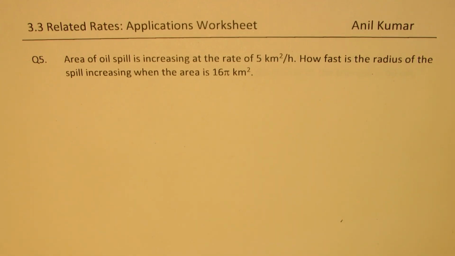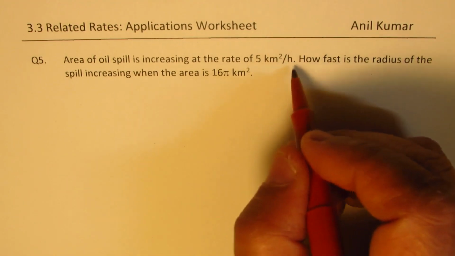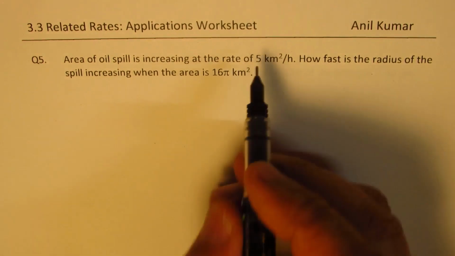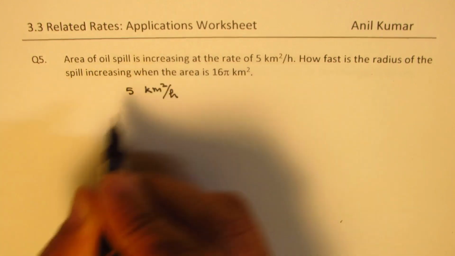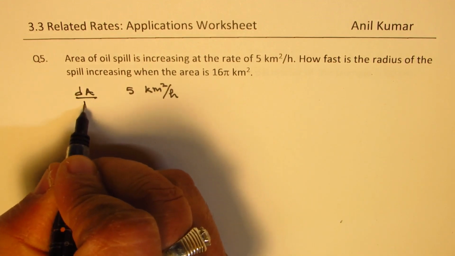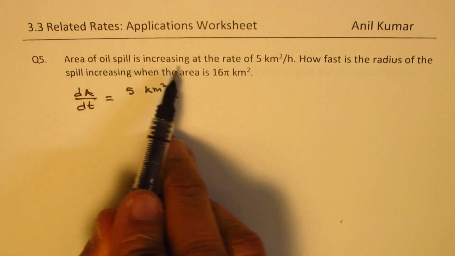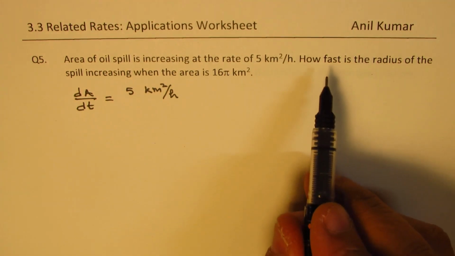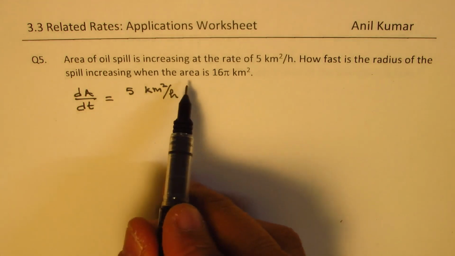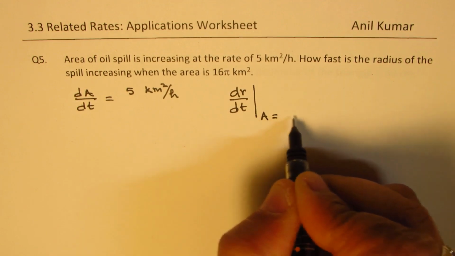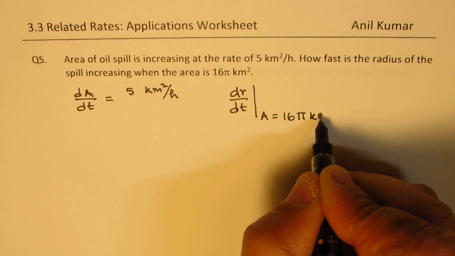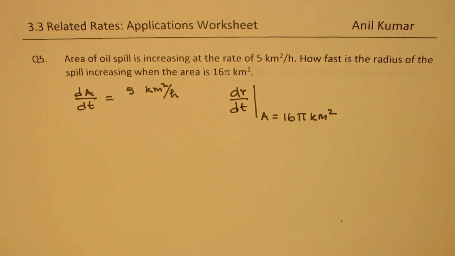Question number 5. Area of oil spill is increasing at the rate of 5 kilometers square per hour. So we are given this in 5 kilometers square per hour, right? So it is increase in area, so dA/dt with time. So area of oil spill is increasing at this rate. How fast is the radius of the spill increasing when the area is? So we have to find dr/dt when area is 16 pi kilometers square. Clear? So that is what we are interested in.